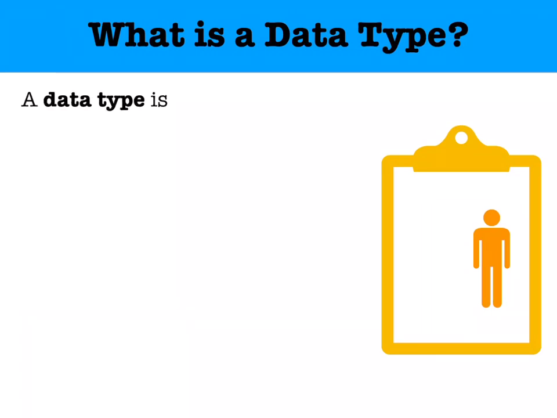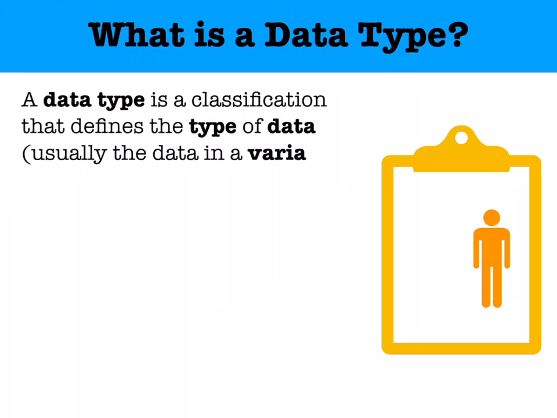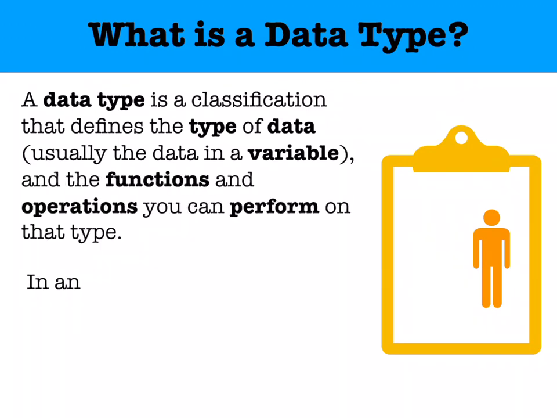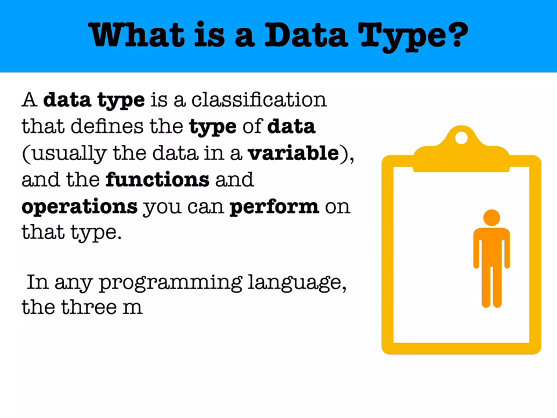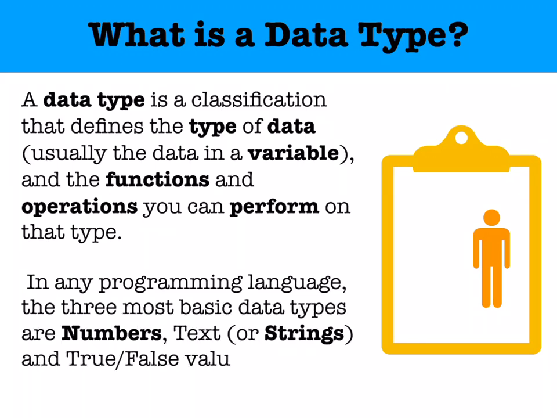What is a data type? A data type is a classification that defines the type of data, usually the data in a variable, and the functions and operations you can perform on that type. In any programming language, the three most basic data types are numbers, text or strings, and true-false values or booleans.